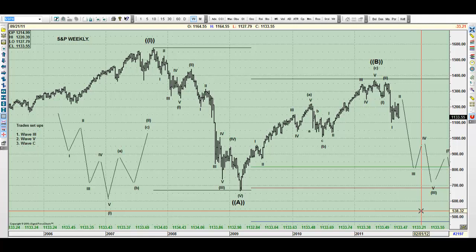This time around, we're gonna use the S&P on the weekly charts, and as promised, we're gonna show you how to trade based on Elliott Waves.